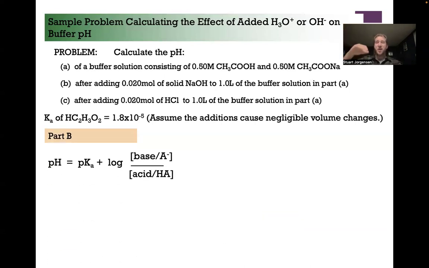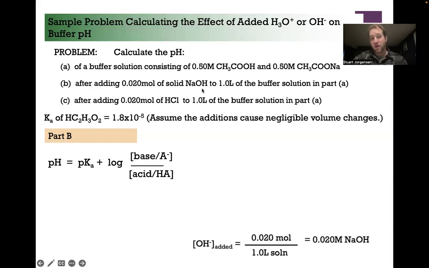We can do a whole ice table, but I don't think we need to, because what is this sodium hydroxide going to react with? Well, it's going to react with the acid. Oh, but this is molarity. This is moles over liters. Well, moles over 1 liter is just molarity. So this is the molarity of the base we're adding. That's going to use up just a little bit of acid and turn it into a little bit of the conjugate. And so what ends up happening here is our acid is going to go down by 0.02 molar, and our conjugate base is going to go up by 0.02 molar.